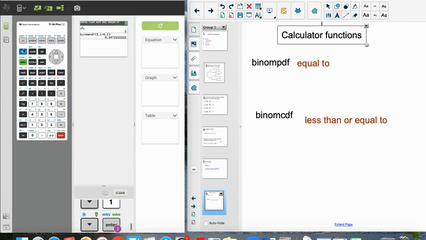Now CDF on the other hand: second vars gets you to the distribution menu. CDF would find, so let's say we did it 6 times. If we wanted to find the probability of getting less than or equal to 3 twos, we would put in 3 there, and then that would be the probability of getting less than or equal to 3 twos.